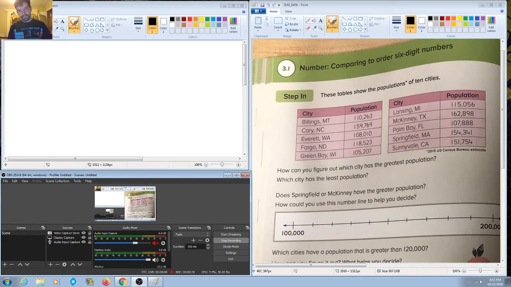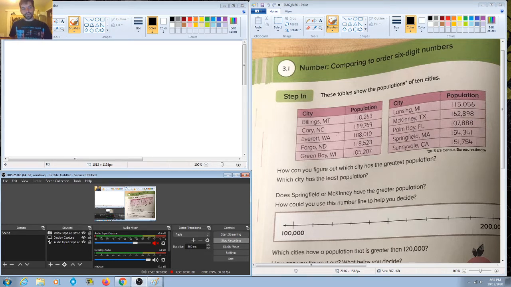So with the step in question, it says that these tables show the population of 10 cities. The cities that we're going to be looking at in this table are Billings, Montana, Cary, North Carolina, Everett, Washington, Fargo, North Dakota, Green Bay, Wisconsin, Lansing, Michigan, McKinney, Texas, Palm Bay, Florida, Springfield, Massachusetts, and Sunnyvale, California. The first question they ask is, how can you figure out which city has the greatest population and which city has the least population?